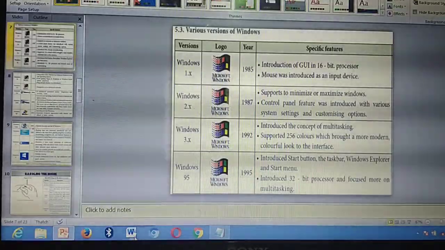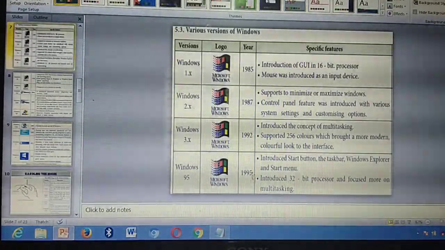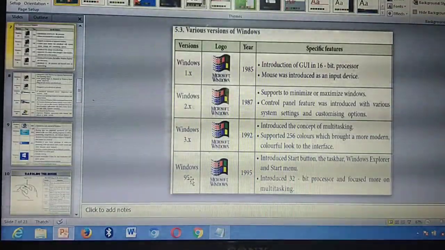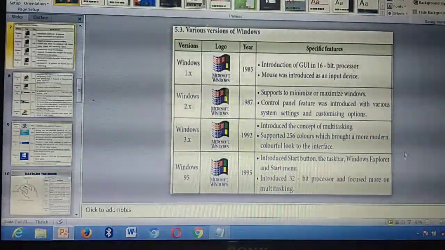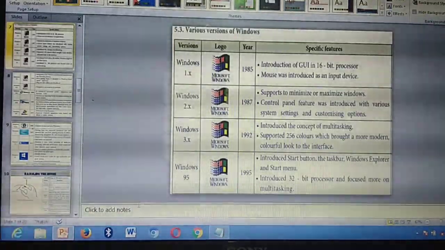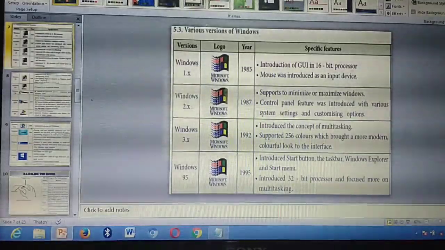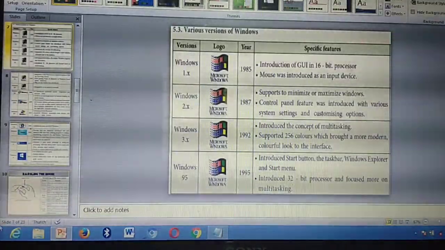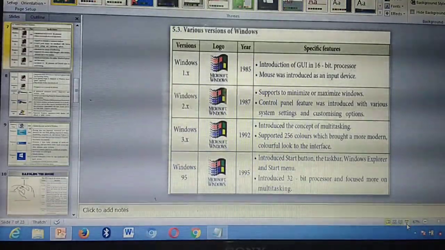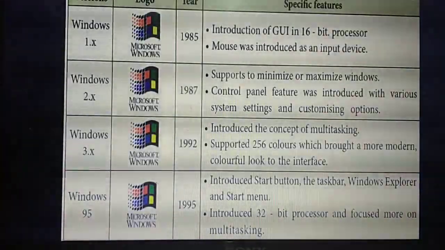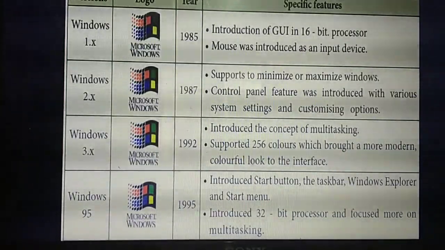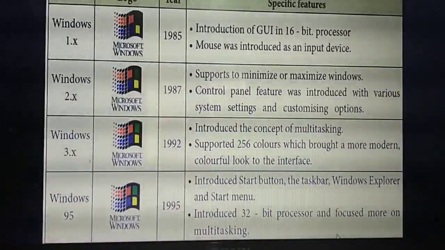So in which version? In Windows 95 they have introduced the start button. That means now I am using Windows 8, so here the start button is not there. In 95, the start button will be at this corner. If you see this corner, the start button will be there. Understand? So in which version did they introduce it? In Windows 95 they introduced the start button at the taskbar.